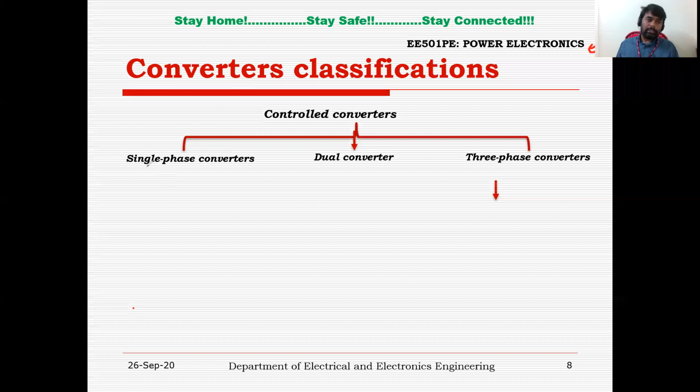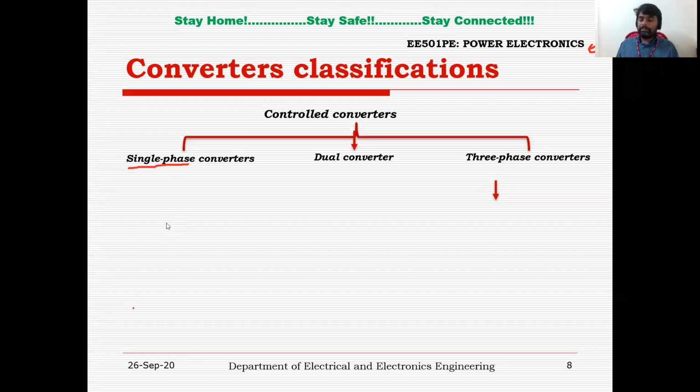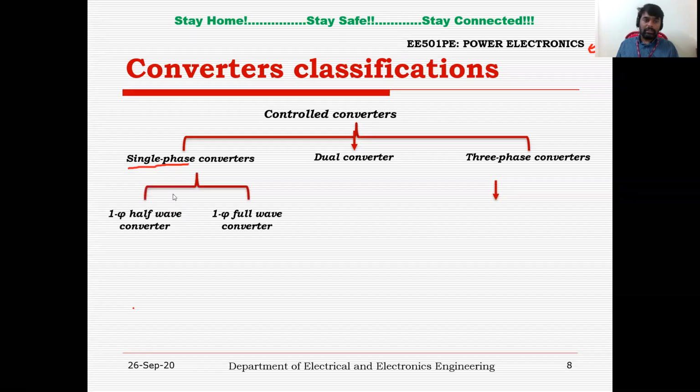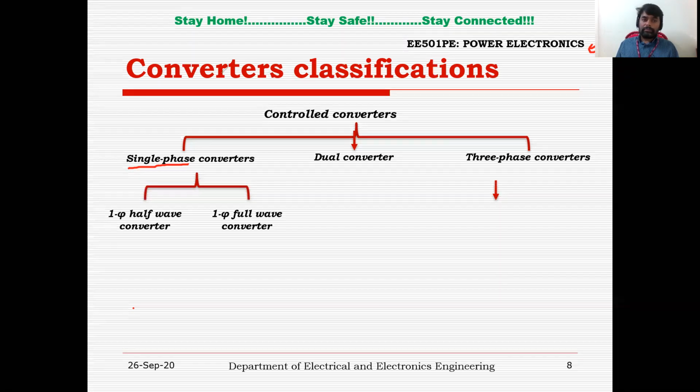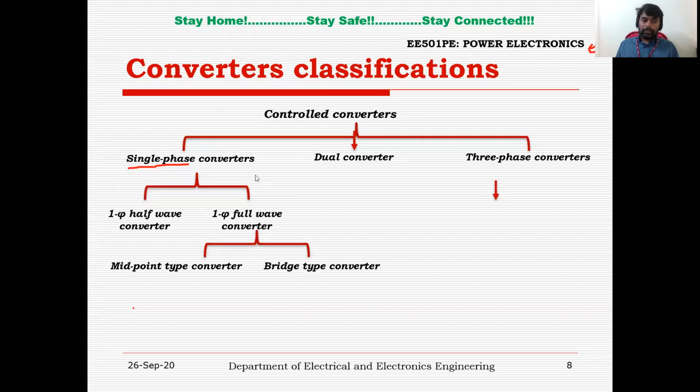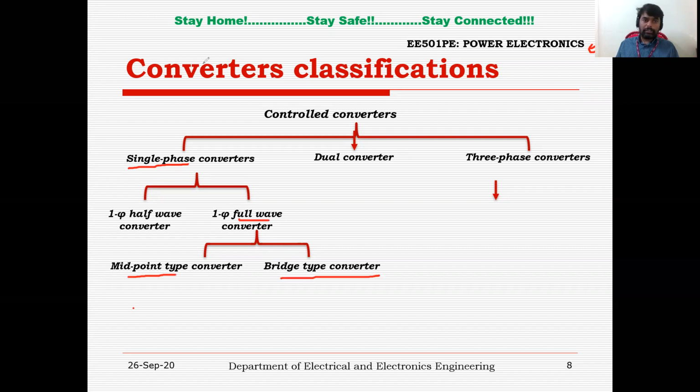Now, if the available supply is single phase AC, it will be a single phase converter. This single phase converter is again classified into half wave converter and full wave converter. In case of half wave, we are going to control and convert only half portion of the complete cycle. But in case of full wave converter, we control and convert both the positive half cycle as well as the negative half cycle. Based upon the circuit configuration, this full wave converter is again classified into two types: midpoint type configuration and bridge type configuration.